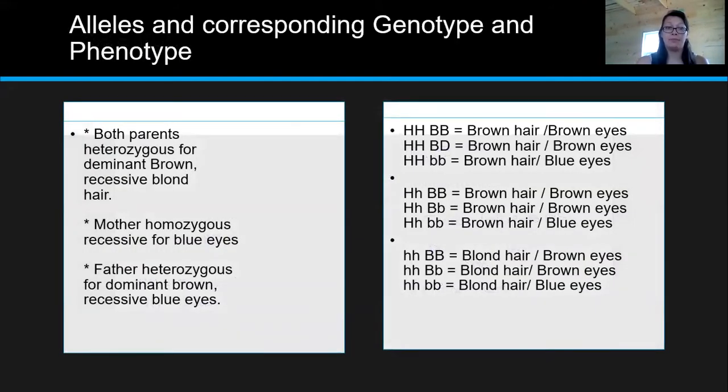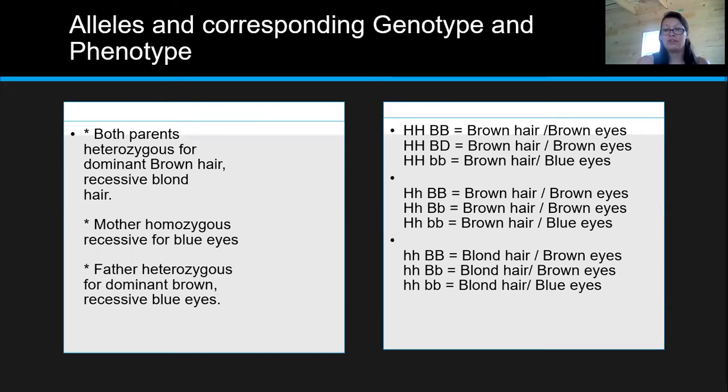Okay, so both parents are heterozygous. So that means they have one dominant and one recessive gene for hair. So they're dominant for brown hair and recessive for blonde hair. The mother is homozygous, which means she has two of the same alleles for recessive blue eyes. The father is heterozygous for dominant brown, recessive blue eyes.